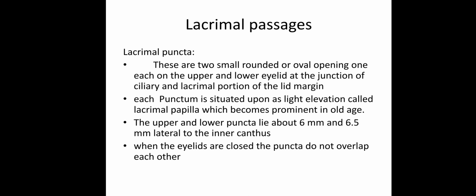Lacrimal passages. The first one is the lacrimal puncta. These are small rounded or oval openings, one each on the upper and the lower eyelid, at the junction of the ciliary and lacrimal portions of the lid margin. Each punctum is situated upon a slight elevation called the lacrimal papilla, which becomes prominent in old age. The upper and lower puncta lie about 6 mm and 6.5 mm lateral to the inner canthus. When the eyelids are closed, the puncta do not overlap each other.